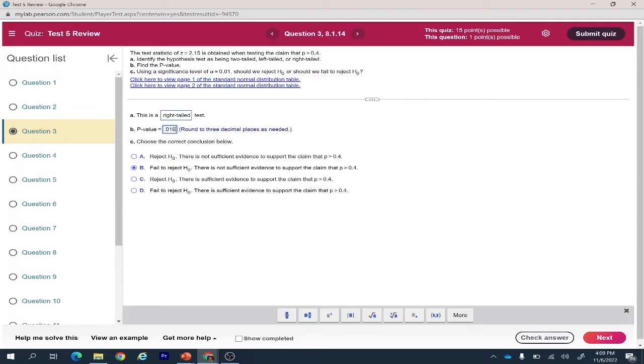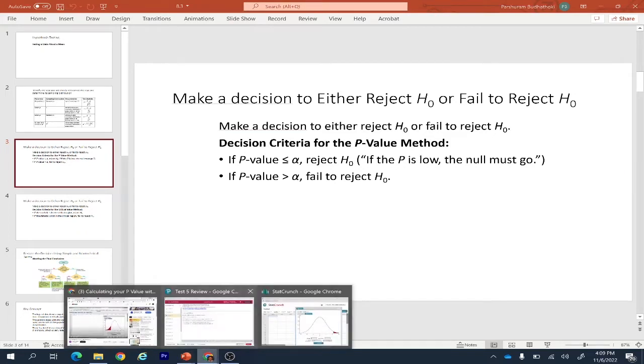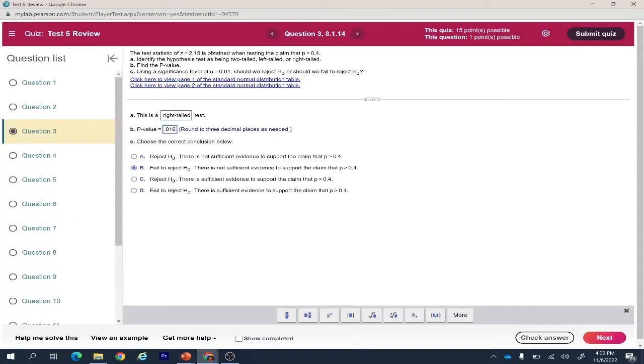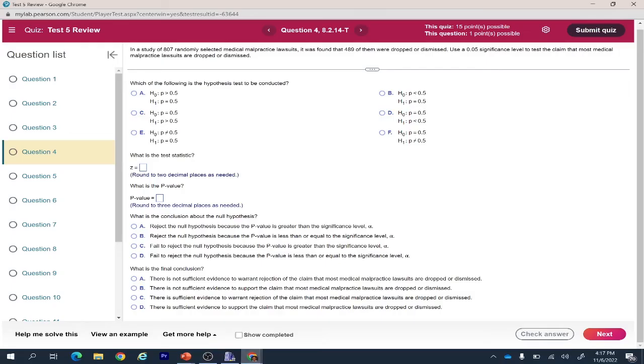Here you can see that the p-value is greater than alpha. So in this conclusion, the p-value is greater than alpha, fail to reject the null hypothesis. Let me double check here. The p-value is 0.016, alpha is 0.01, so fail to reject the null hypothesis. There is not sufficient evidence to support the claim that p is greater than 0.4.